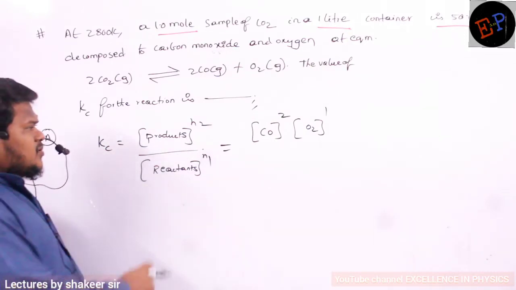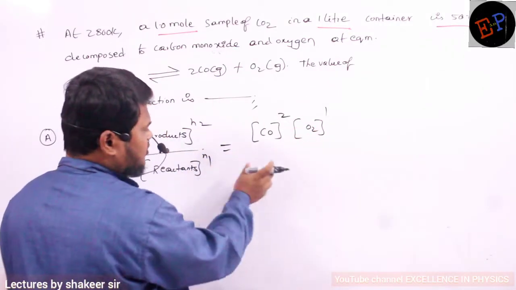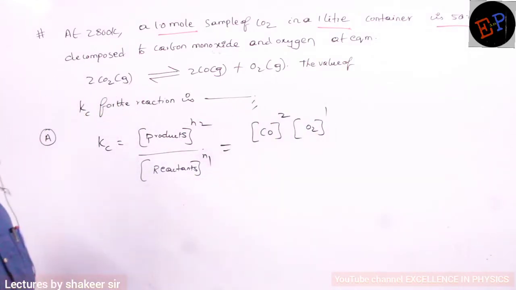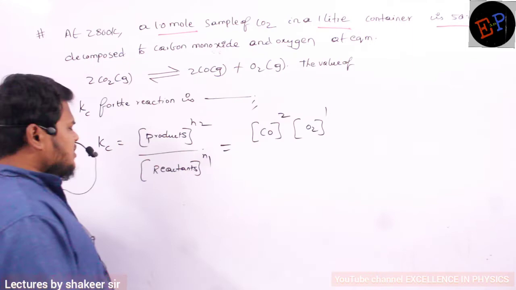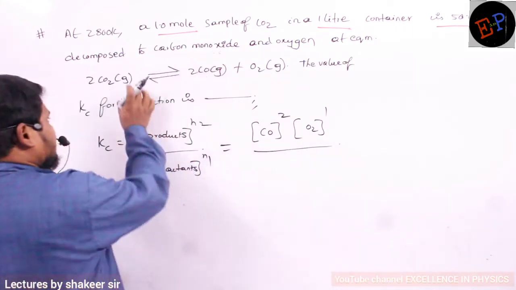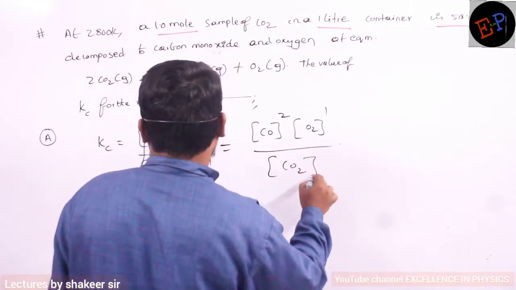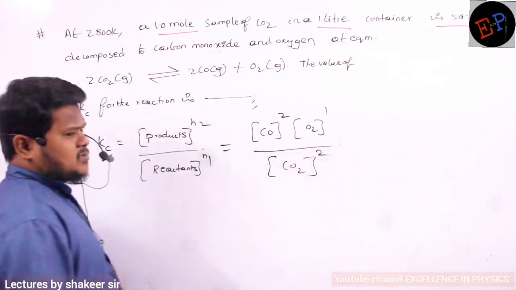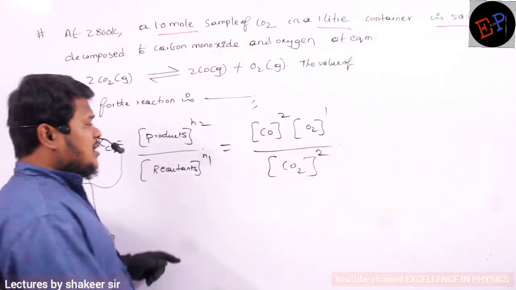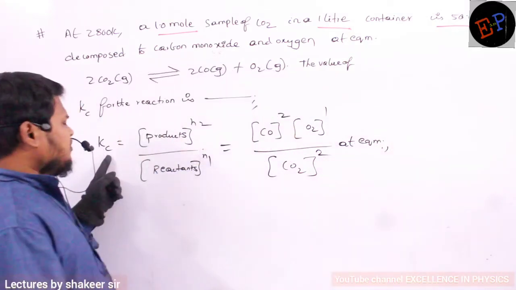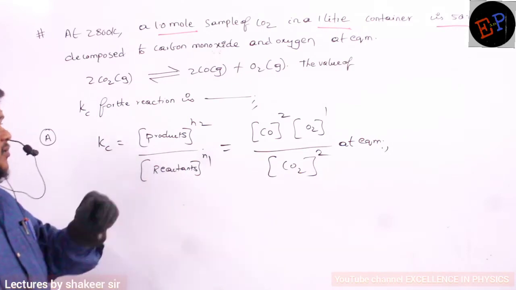Understood? So whatever the number of products created, you multiply all their concentrations to the power of their stoichiometric coefficients. That is the method of calculation. Divided by the reactants, which is only CO2. Concentration of CO2, how many moles of CO2? 2 moles. This is what we are supposed to do at equilibrium, and every calculation should be at equilibrium only, because this is the equilibrium constant. Understood?